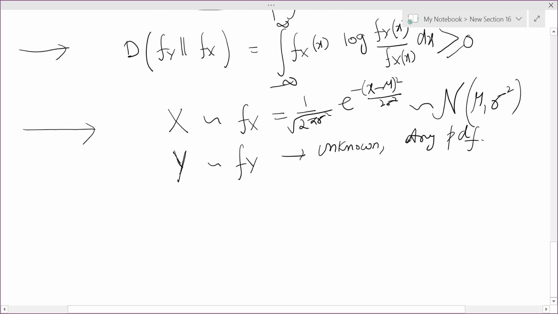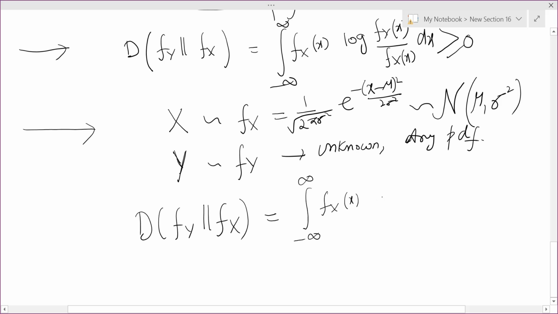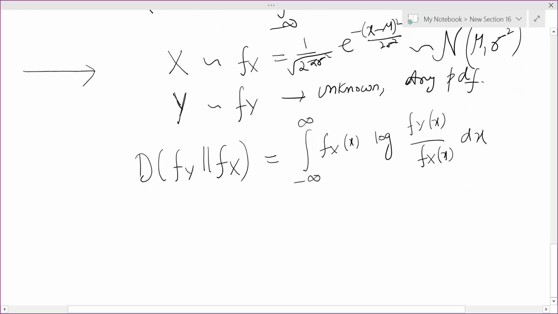So now let's compute the relative entropy when fx is Gaussian and fy is any distribution. So we don't know which distribution it is. It can be any other general distribution. Okay, so we write it. So fx of x log of fy divided by fx of x.